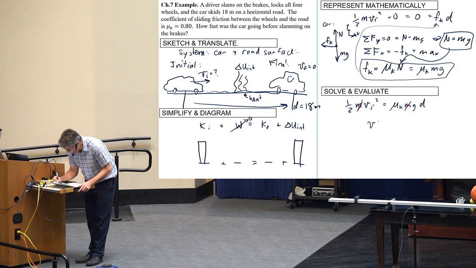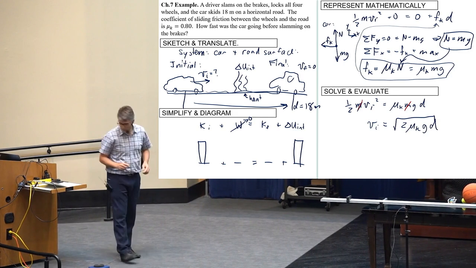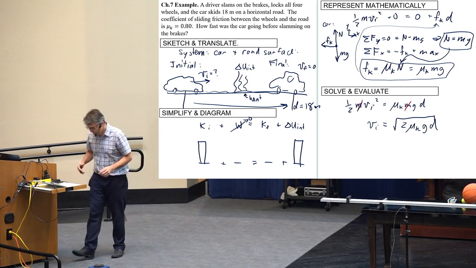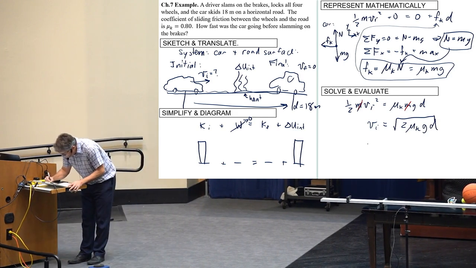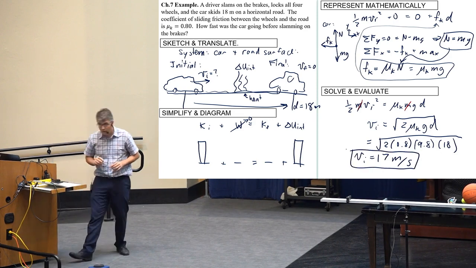So vi is going to be the square root of 2 mu sub k times g times d. I don't know if that's me hissing. Okay, so we can plug in the square root of 2 times 0.8 times 9.8 times 18 meters. And take the square root, and I get 17 meters per second. That was the initial speed before you slammed on the brakes.